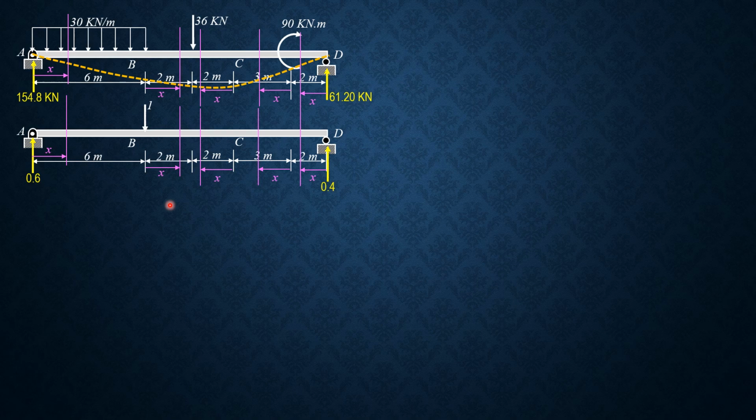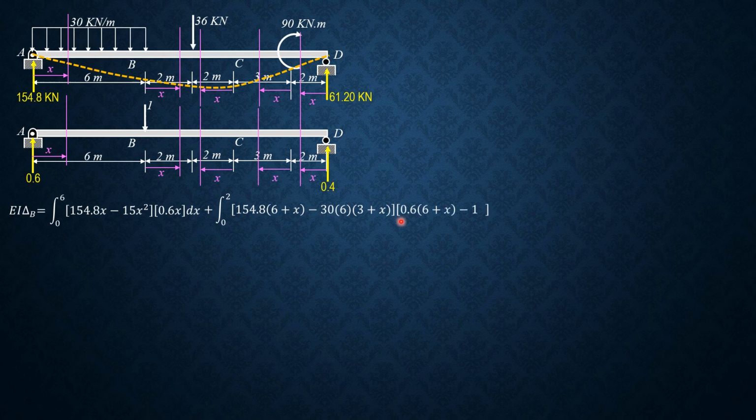So remember, EI delta equals the integral of capital M times small m, where capital M is the moment at the section due to the actual loads, and small m is the moment at the same section due to the virtual forces, then dx over EI. So EI delta B equals integral from 0 to 6 of 154.8x minus 30 times x over 2, or minus 15x squared. That's for big M. Then in this section, the moment is 0.6 times x dx. Then plus integral 0 to 2 of 154.8 times 6 plus x minus 30 times 6 times 3 plus x, the moment arm of this load.